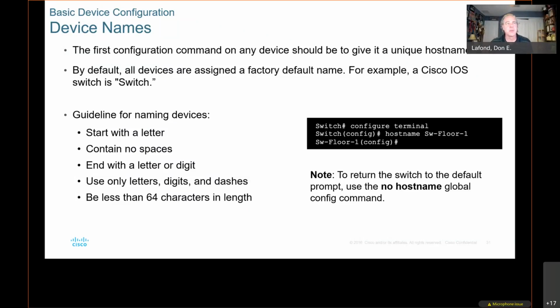So here, for example, once you name it properly, they go ahead and give you an example of a naming convention. They name it switch floor 1, as listed in the picture, SW-floor-1. The command is hostname and then SW-floor-1. It meets all the criteria as listed there, and we now have a name. Instead of it just saying switch, it says switch floor 1.